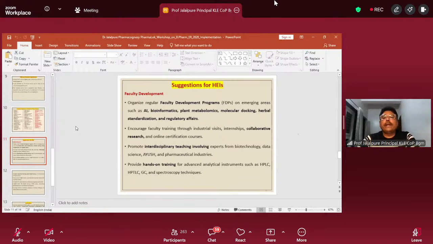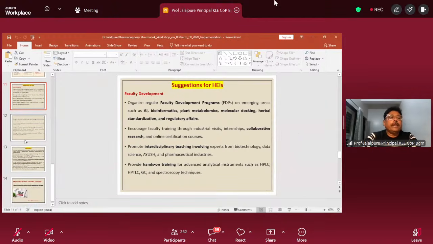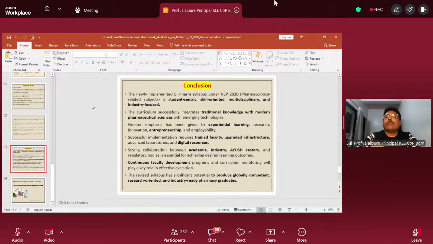properly. Promote interdisciplinary teaching involving experts from biotechnology, data science, Ayush people, and the pharmaceutical industry. So we can invite experts from these different areas, and we can teach our students. Provide hands-on training for advanced analytical instruments such as HPLC, HPTLC, GC, spectroscopic techniques and all. So first, if our teachers are empowered to use these analytical equipments properly, they can teach better to our students. These all must be there in the institute, and our faculty members should be empowered to teach these all subjects.